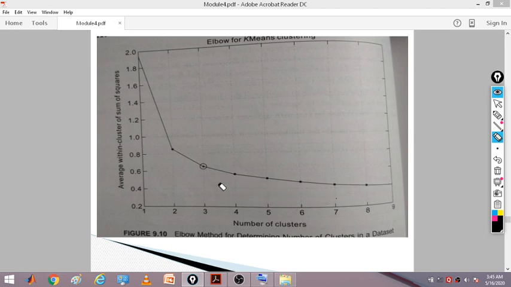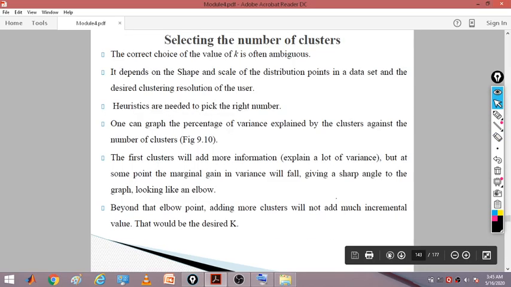So this is called an elbow. Wherever we get this particular shape, you need to stop and consider that 3 clusters are enough. Where you get a sharp point like this, you have to stop. The first clusters will add more information and explain a lot of variance, but at some point the marginal gain in variance will fall, giving a sharp angle to the graph looking like an elbow. So beyond the elbow point, adding more clusters will not give any incremental information. So there we need to stop.